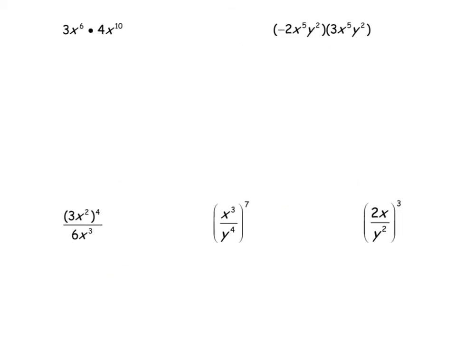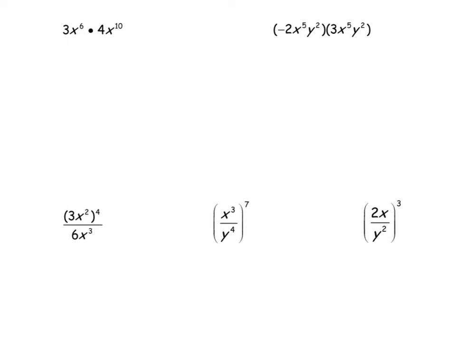On this page, we have some more complex examples using these rules. As you can see, these are different than the previous page, but we're going to be using the same rules. The first one says 3 times x to the 6th times 4 times x to the 10th. As you heard me read that, I was saying 3 times x to the 6th between the 3 and the x, because remember that when two things are right next to each other, that does indeed mean multiplication.